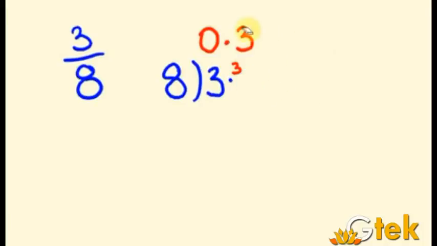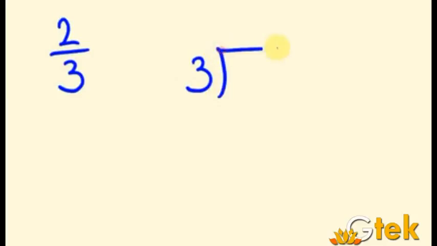Let us see some other example for converting a fraction into a decimal. Now I am going to consider the fraction 2 divided by 3. 2 is the numerator and 3 is the denominator over here. Now I am going to take 2 as the dividend and 3 as my divisor. So 3 is written outside and 2 is written inside.